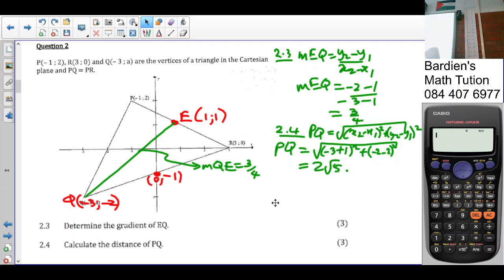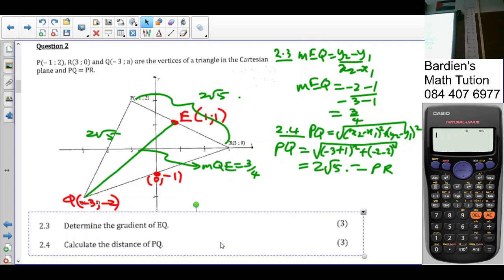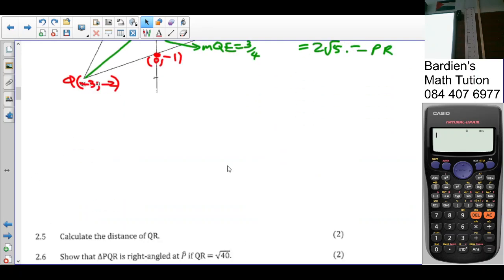Okay, so by calculation we saw that this was 2 root 5. Not forgetting, PR is also 2 root 5, just in case we need it later on. Alright. So the distance is sorted out.